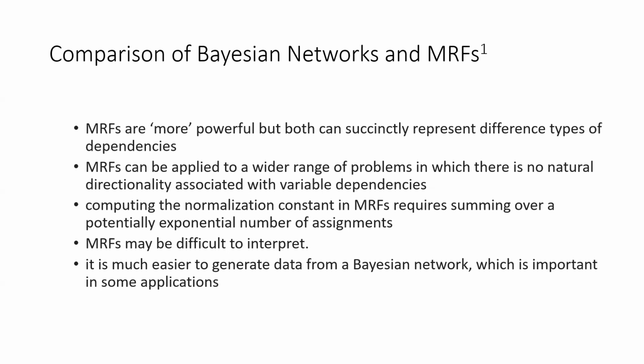The other thing is that I put it in quotes because there are independencies, and we saw examples, that Bayesian networks can define that MRFs cannot define, and the other way around. MRFs can be applied to a wider range of problems in which there is no natural directionality associated with a variable dependence. I told you that we usually have an idea that there is a relationship we can identify, but establishing that there is a causality or a dependency relationship is a much harder problem.